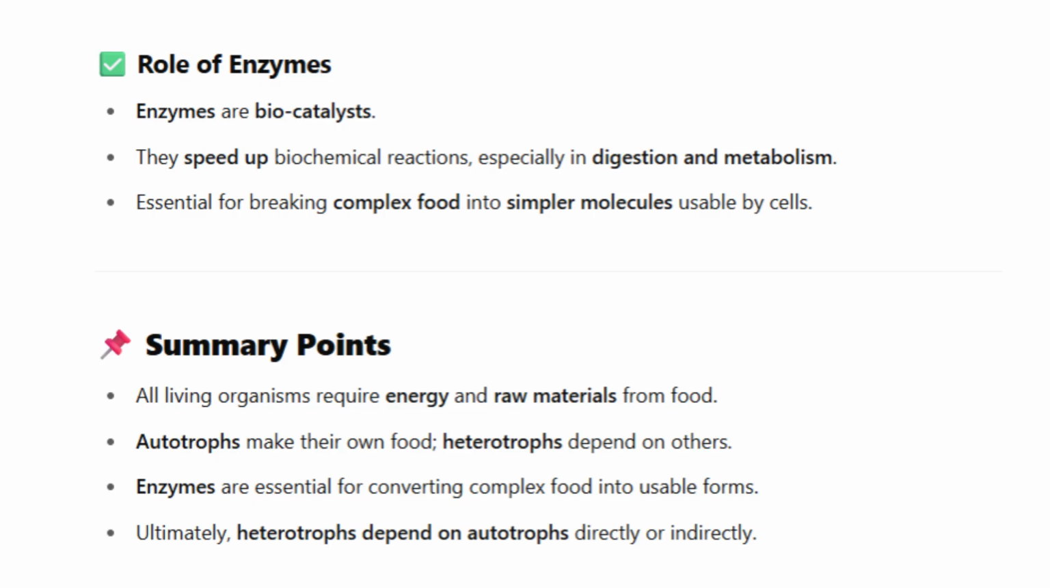Summary points. All living organisms require energy and raw materials from food. Autotrophs make their own food. Heterotrophs depend on others. Enzymes are essential for converting complex food into usable forms. Ultimately, heterotrophs depend on autotrophs directly or indirectly.